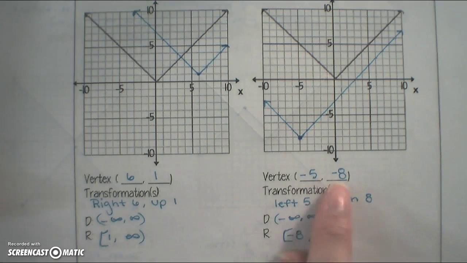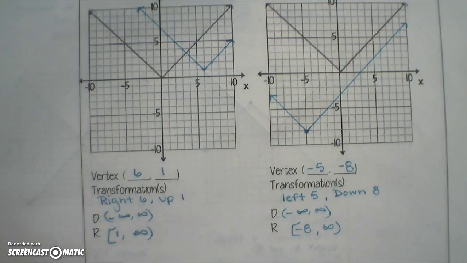Number 6, -5 to -8. So left 5 and down 8. Negative infinity to infinity, -8 to infinity. All right, let's go ahead and turn to the last page. Let's talk about reflections to finish this up.